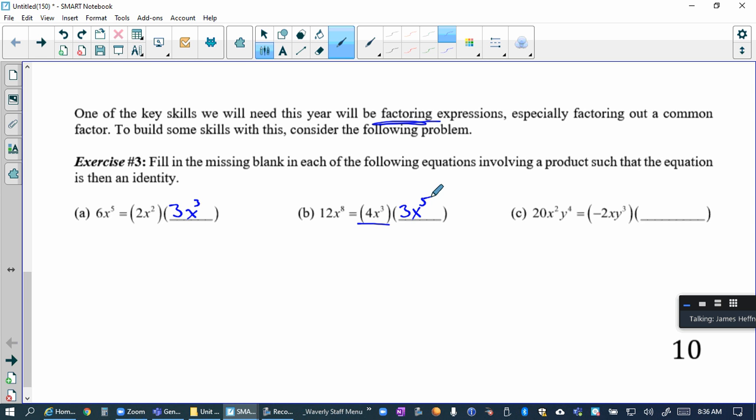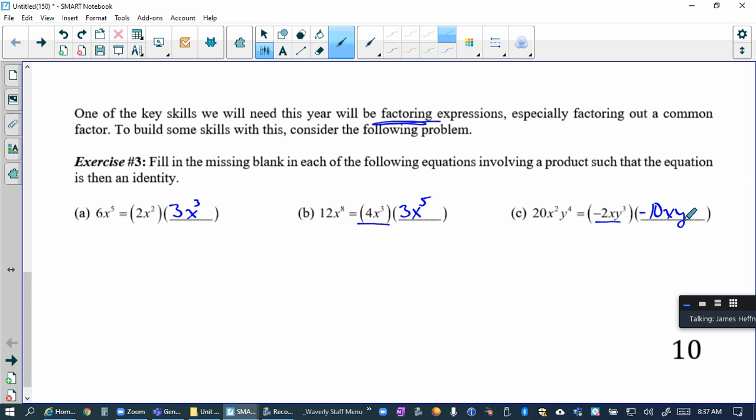Okay. And this last one here, 20x squared y to the 4th. They want you to divide out as a factor negative 2xy to the 3rd. So what would that be? Negative 10 times x times y. x to the 1st, right? Times y to the 1st, yeah. And you don't have to say to the 1st, I said that just to make sure, you know, okay, subtracting them, you're going to have a 1 there, right? But we don't have to write that in there, okay? Okay. Let's go to the next page.